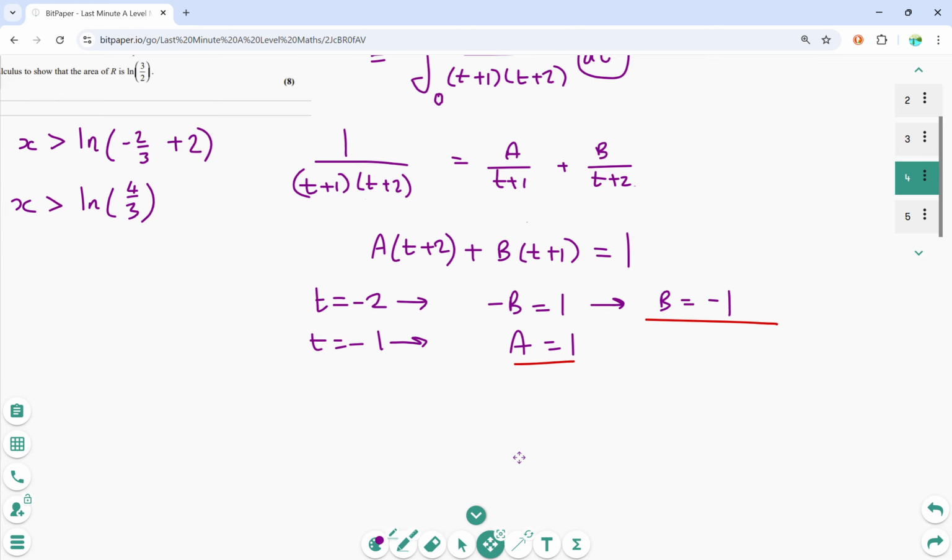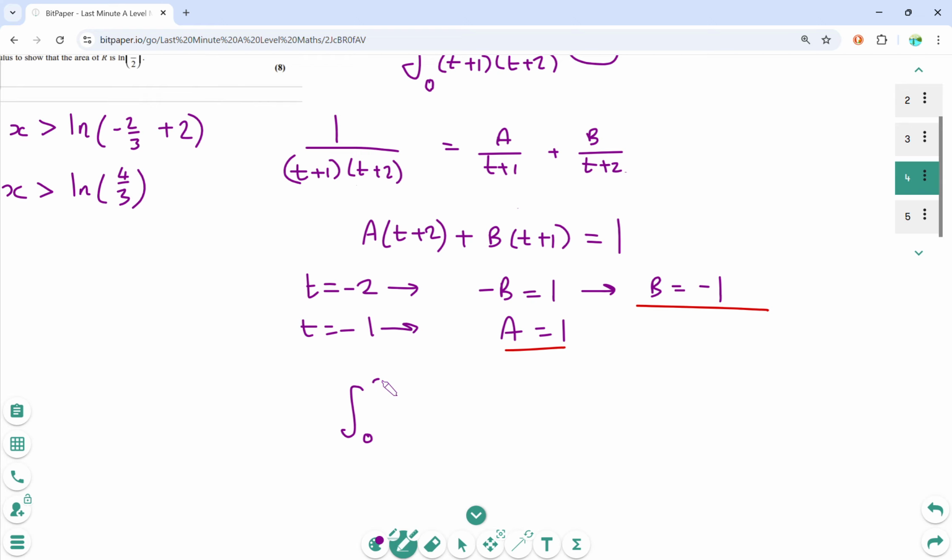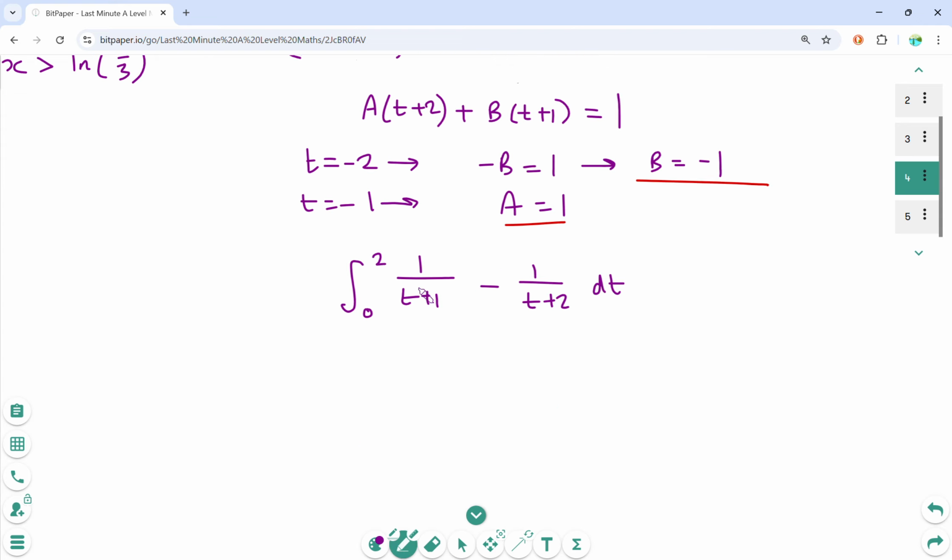And then we've got our partial fractions here. We just write these in. And remember, we're integrating from 0 up to 2 of 1 over t plus 1 minus 1 over t plus 2 dt. Now looking at these, we can see, okay, on the bottom of the fraction, you just have a linear function. The derivative is just a number, and that's what we have on the top. So we can just do reverse chain rule here.